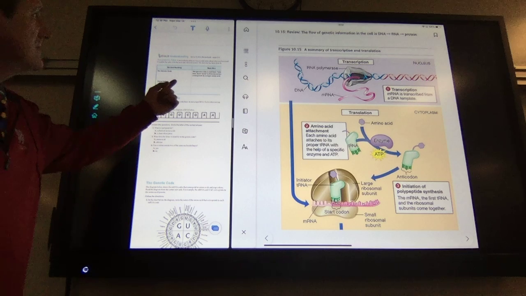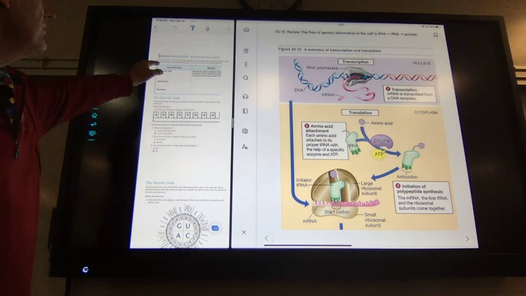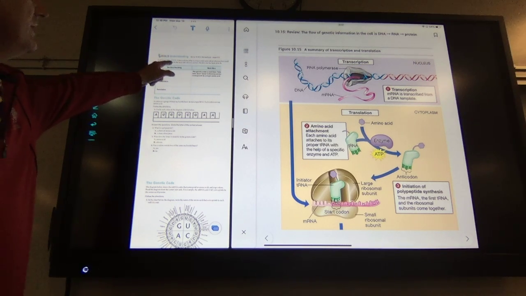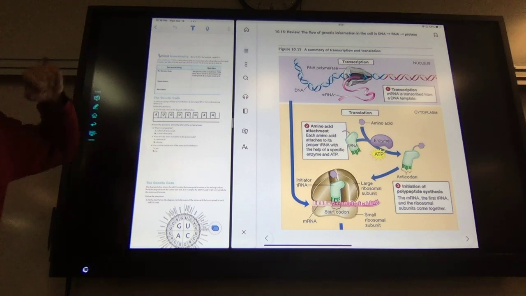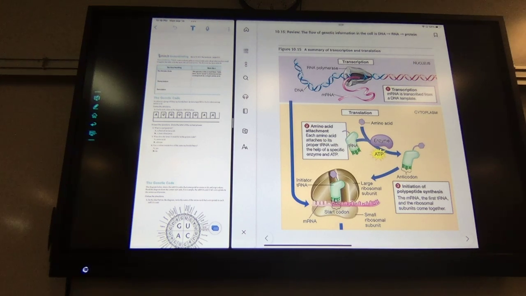So it says, how are you going to keep track of this? Complete the table with the main idea, and that is we need a copy of DNA, but DNA can't leave the nucleus. So we're going to make a copy of it in a single strand, and that's what RNA is.